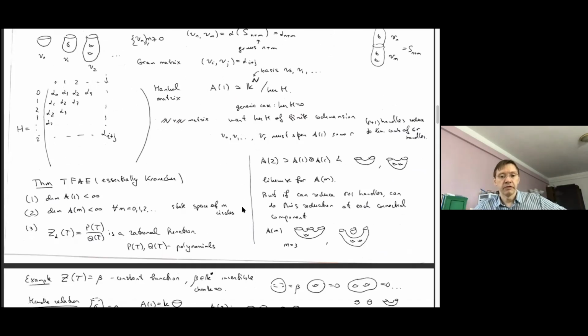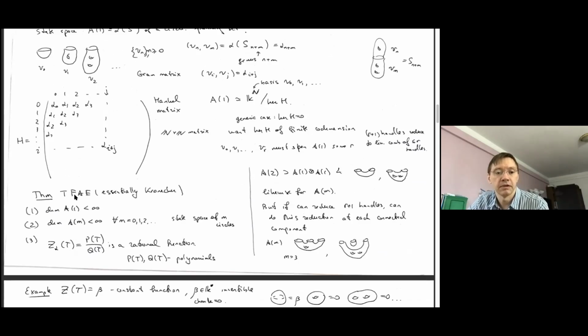And so the theorem here, that Victor talked about yesterday and I'll repeat, says that the state space of a circle is finite dimensional if and only if the state spaces for any number of circles are finite dimensional, and then if and only if the generating function Z is a rational function, a polynomial P divided by a polynomial Q. And essentially this is due to Kronecker, we're just rephrasing it in this fancy way of topological theories.